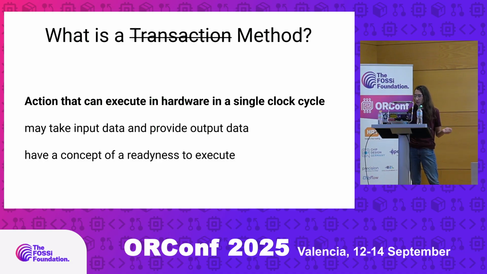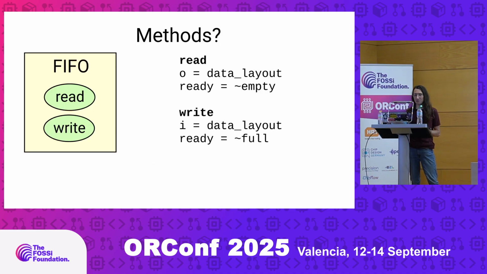So maybe let's show that on some example. Everyone's favorite example, a FIFO queue. What can you do with a FIFO? You can read from it and write to it. Read would be ready when the FIFO is not empty, and it returns data from the FIFO, and write does the opposite thing. That's basically it, and everything of that is encoded inside the method.